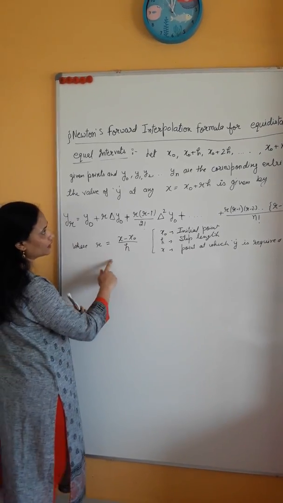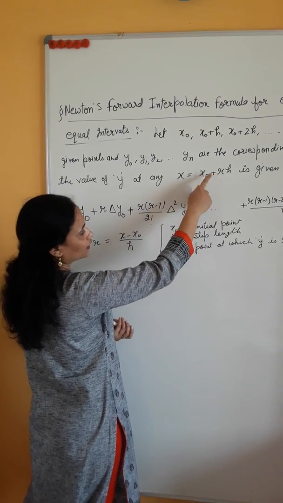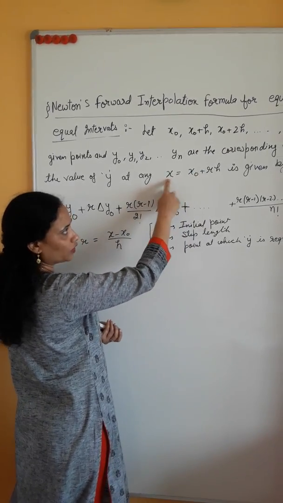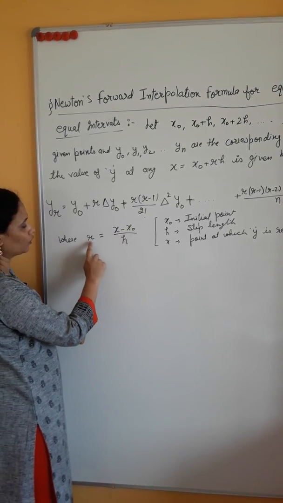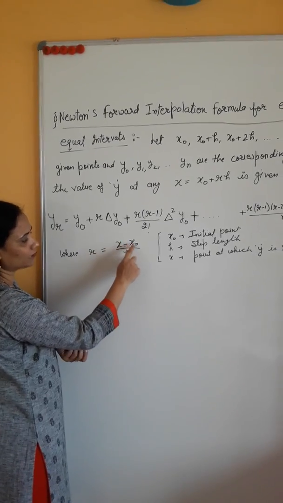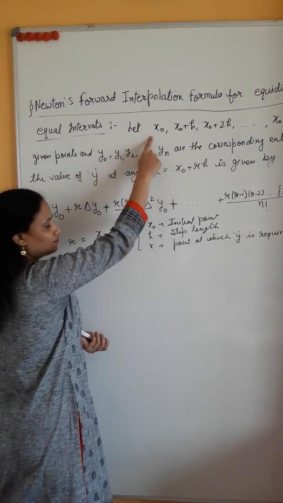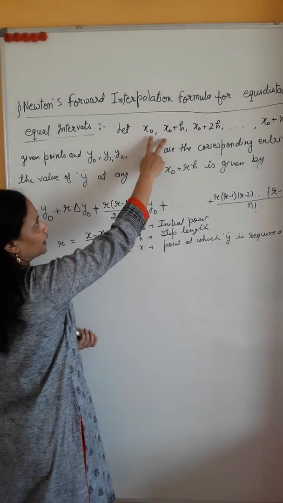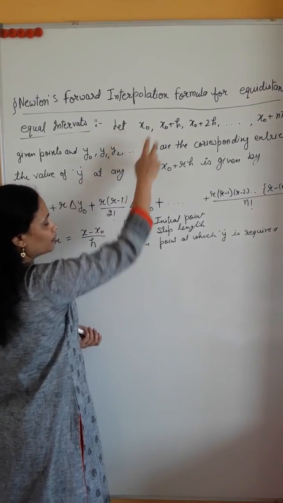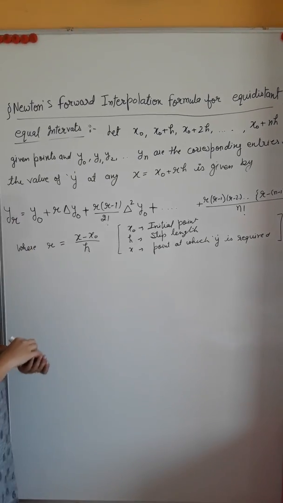We have written this from this term only, which is understood that we are going to find the value at this point. So you can remember it as a formula also: r is given by (x minus x0) by h. What is x0? The very first value. What is h? The step length. You can find it by taking the difference of any two arguments. So this is the formula for forward interpolation.